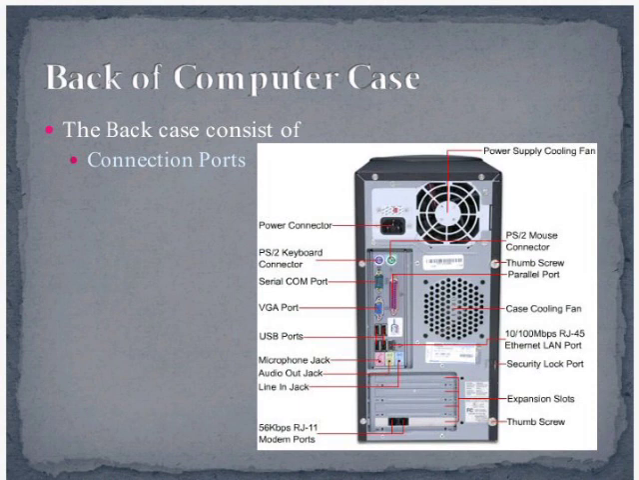Next, what are the things at the back of the computer case? See the picture. There are lots and lots of ports. Serial port, parallel port, VGA port, microphone port, Ethernet port, network port, PS/2 port, and yes, the power supply unit. So lots and lots of ports and connectors are there. This we will discuss in the upcoming sessions. So as of now, you get a general idea. It consists of many connection ports, right?